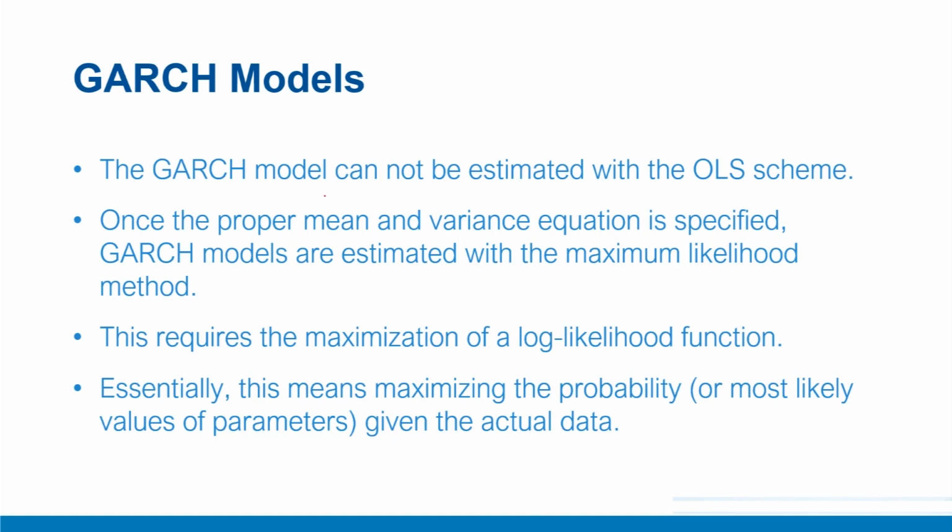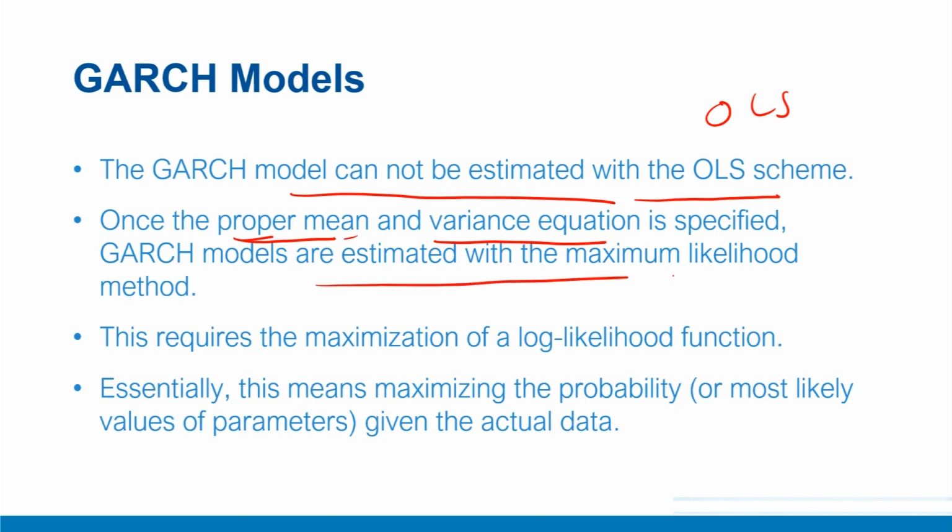Now this GARCH model, as you would have noticed, is non-linear in nature, so it can't be estimated with the ordinary least square scheme. Once you have the idea of the proper mean equation and variance equation, as we have already discussed some variants of mean and variance equations, you need to estimate them with what we call the maximum likelihood method.